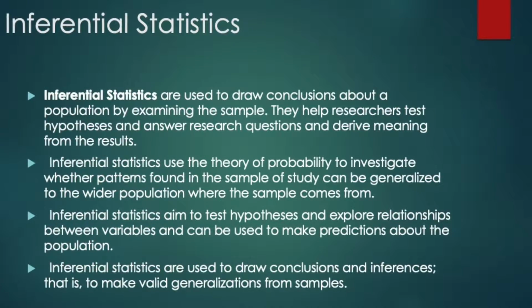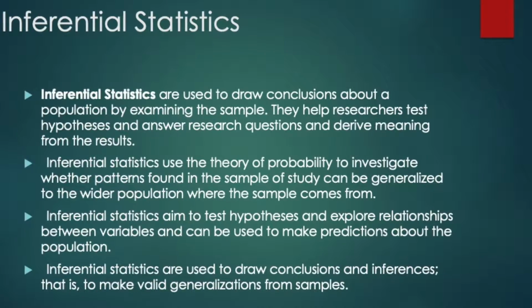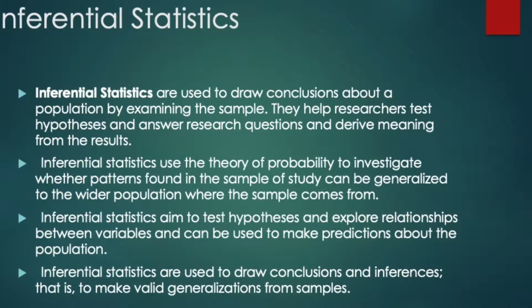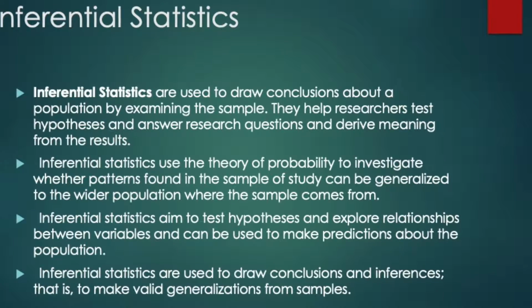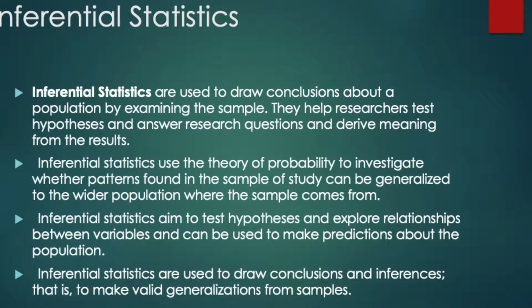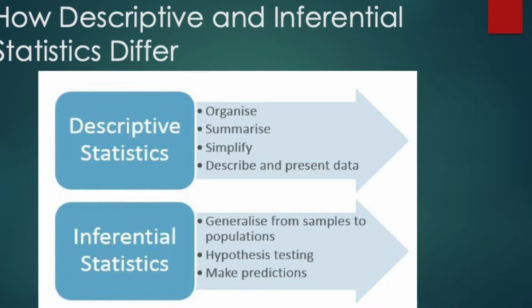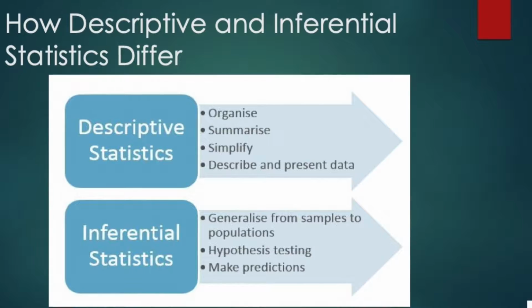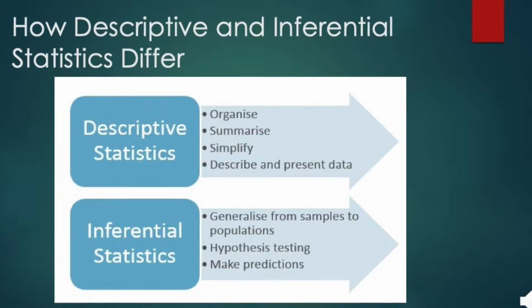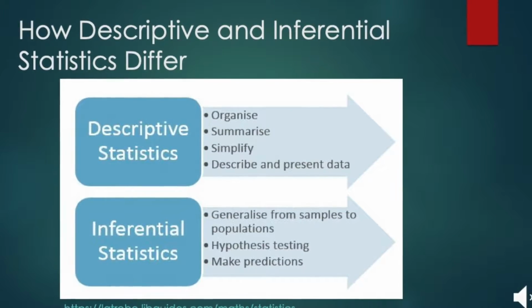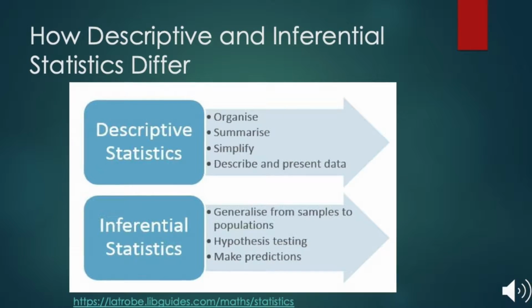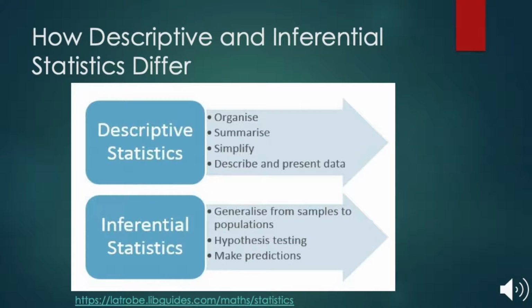Inferential statistics aim to test hypotheses and explore relationships between variables, and can be used to make predictions about the population. Inferential statistics are used to draw conclusions and inferences, that is, to make valid generalizations from samples. This chart shows you the differences between descriptive and inferential statistics. Descriptive statistics organize, summarize, simplify, describe, and present data. Inferential statistics generalize from samples to populations, test hypotheses, and make predictions.